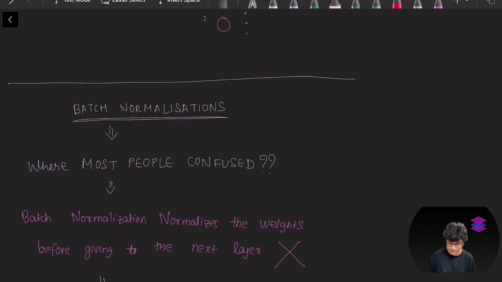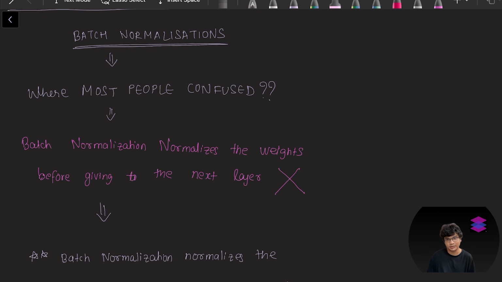Now the other thing which is very common is batch normalization, right. Please try to understand that most people confuse this: batch normalization does not normalize the weights before giving them to the next layer. It actually normalizes the activation function, the values being given to the activation function.